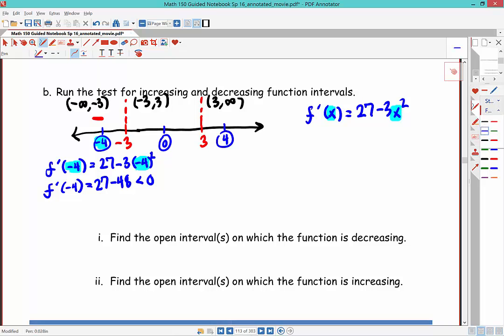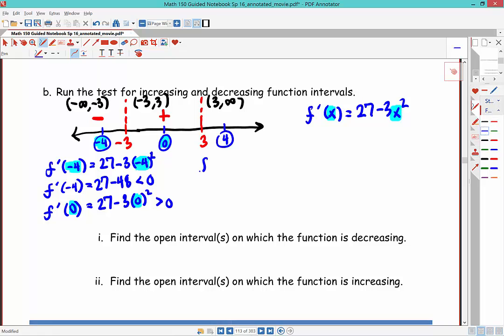Good. All right, let's go on to f prime at 0, which is going to be 27 minus 3 times 0 squared. So again, we're plugging the value of 0 in to x on the derivative function. And this one, I hope you can see, will be positive. So we'll get a positive result for every value that you plug into the derivative on the interval from -3 to 3 non-inclusive. Groovy.